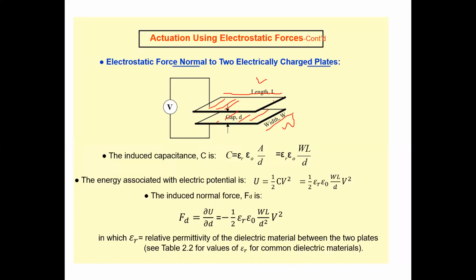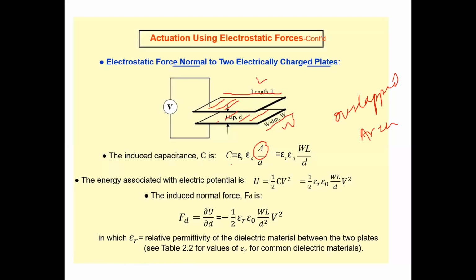Supposing this length is 10 and the width is 10, so 100 square meters will be the area. But that is the total area of the plate; in capacitance, what matters is the overlapped area. For example, if 7 millimeters of the length and 6 millimeters of the width are covered, the area will be 42 square millimeters. So this A is basically the overlapped area, and epsilon R epsilon naught W into L divided by D is the capacitance.